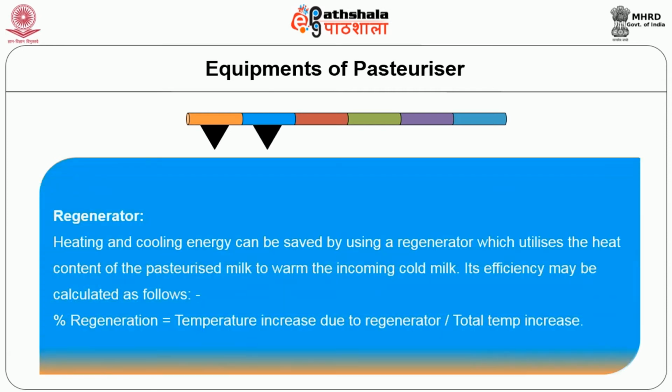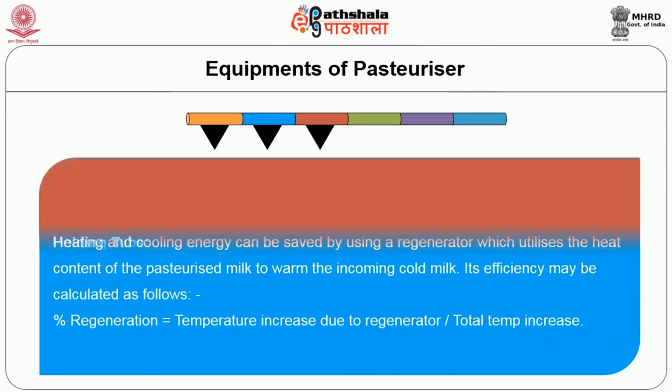The next is the regenerator. Heating and cooling energy can be saved by using a regenerator, which utilizes the heat content of the pasteurized milk to warm the incoming cold milk. Its efficiency may be calculated as follows: the percentage regeneration is equal to the temperature increase due to the regenerator divided by the total temperature increase.